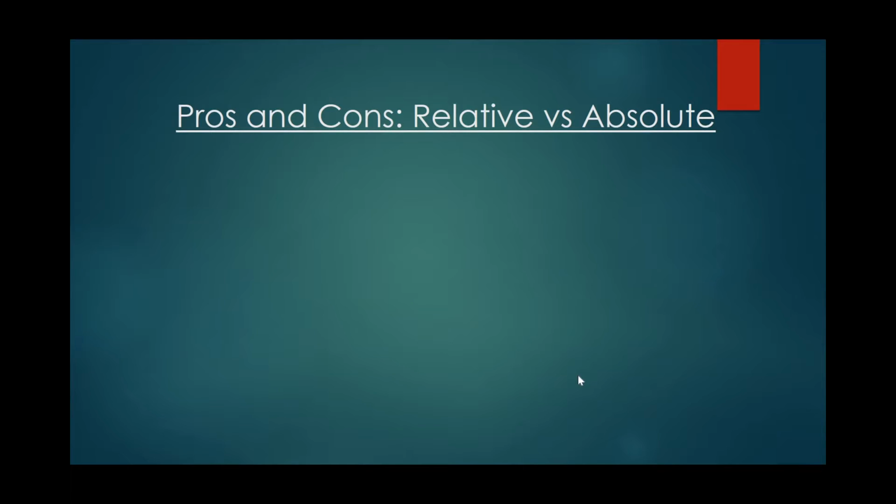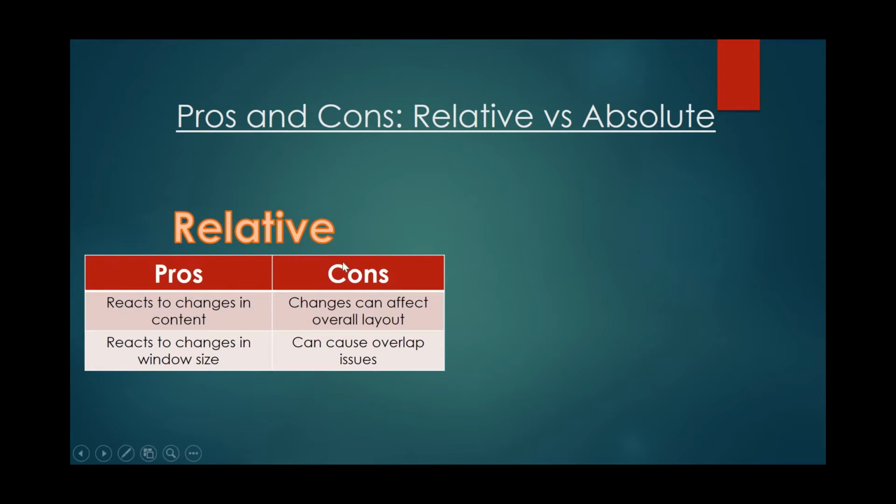All right, so let's take a look at some pros and cons of relative versus absolute positioning. If we take a look first at relative positioning, we can see that relative positioning is going to react to the changes in content. Remember, it leaves a space behind where that normal position would have been. It also reacts to changes in window size. The cons are changes of your parent element or changes of any elements may affect your overall layout, and we can also cause some overlap issues, which as you'll explore, you'll see can be a headache.